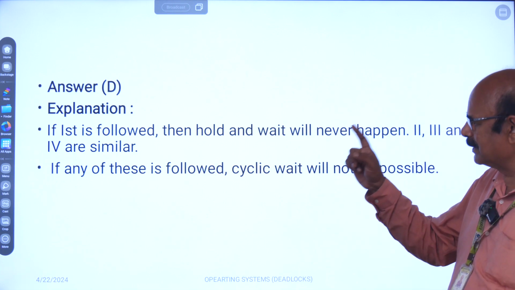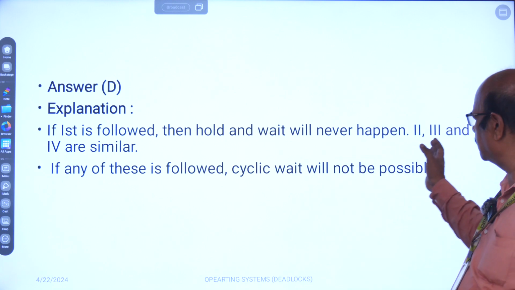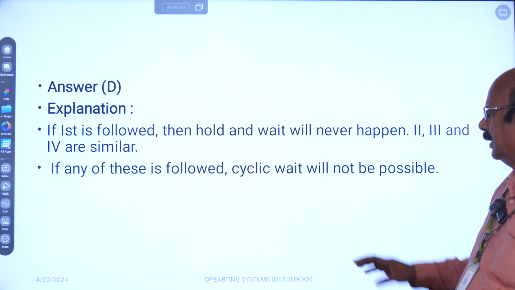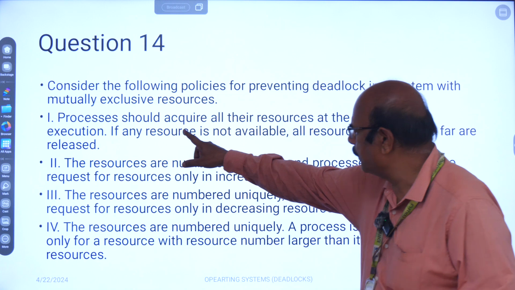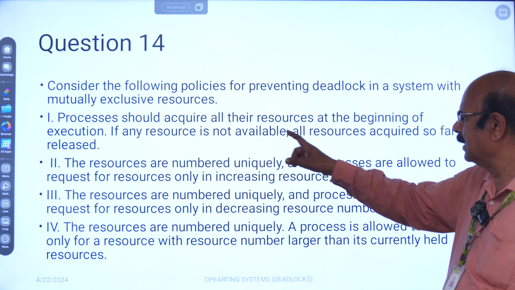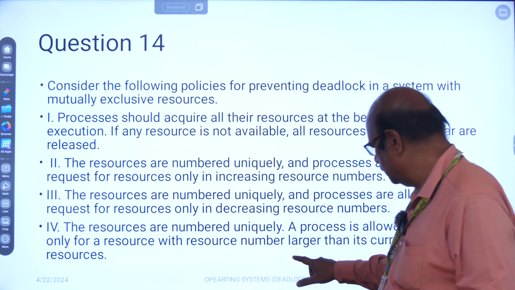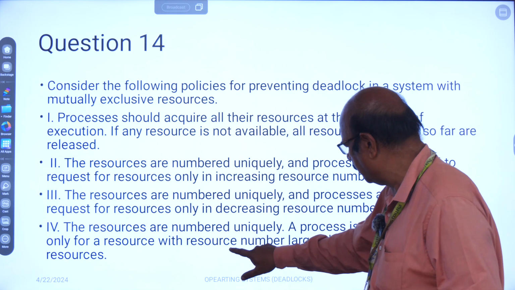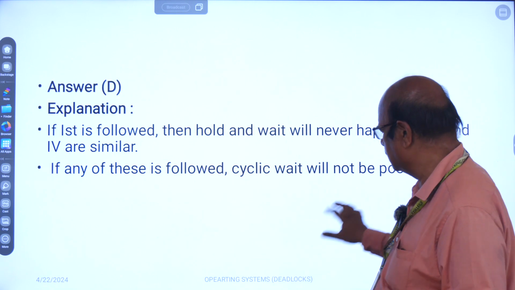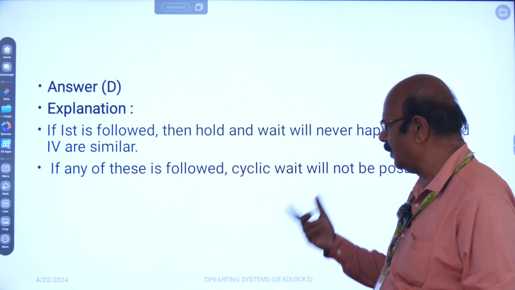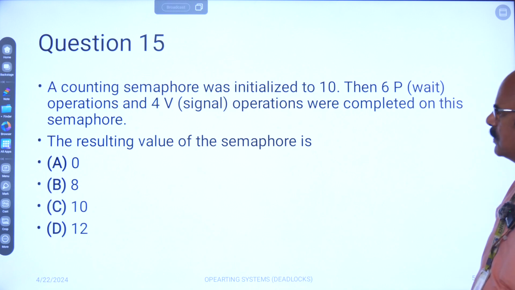They explain that if the first is followed, then hold and wait will never happen. Policies 2, 3 and 4 are similar: if any of these is followed, circular wait will not be possible. So a process should acquire all the resources at the beginning, and if any resource is not available, all the resources acquired so far are released. Whenever we follow that, the others are followed properly. So it is any one of 1, 2, 3 and 4. Circular wait will not be possible because the resource requests do not form a cycle. Next we move on to question 15.